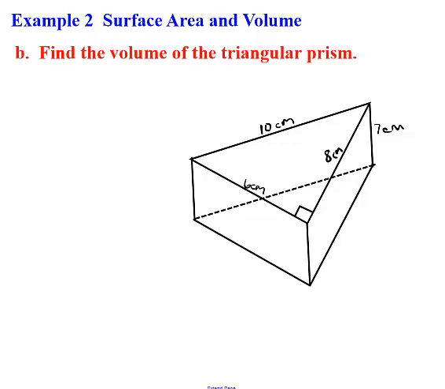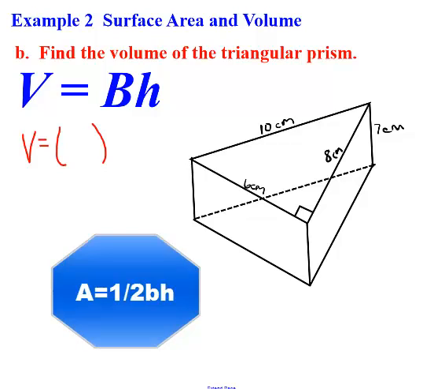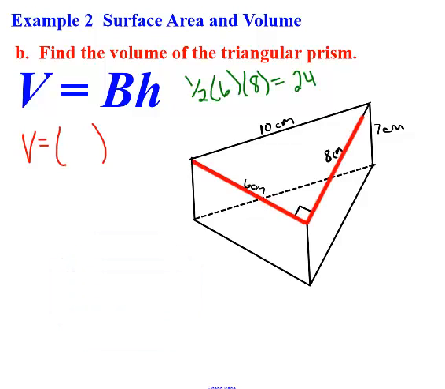Okay, part B, find the volume of the triangular prism. So the first thing I want to do is bring up my volume formula, which is area of the base times the height. Remember, my base is the triangle, so I'm going to find the area of my triangle first. And I do that by using the formula 1/2 base times height. So again, 1/2 times 6 times 8 gives me 24.